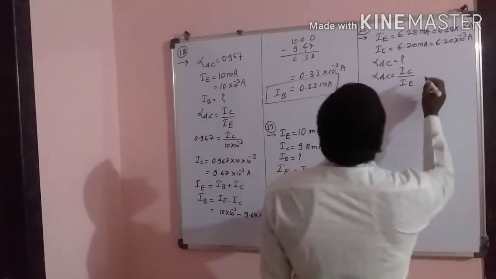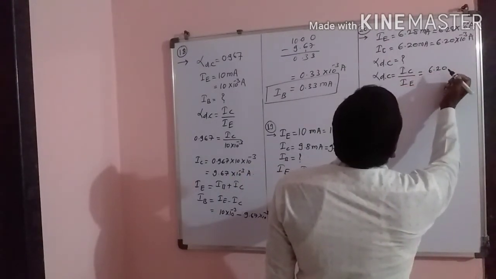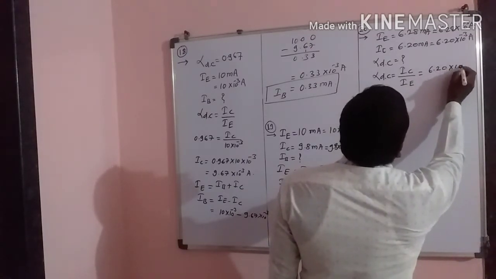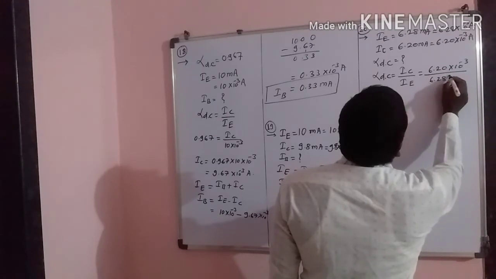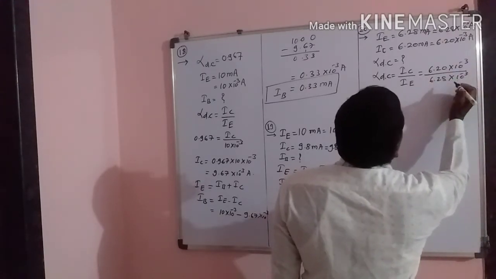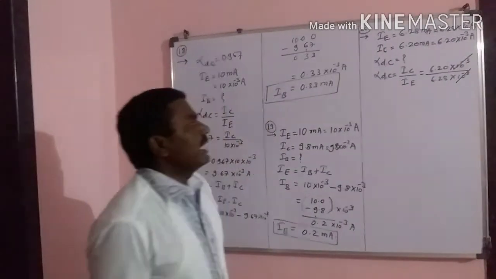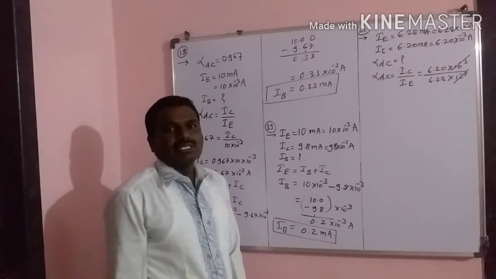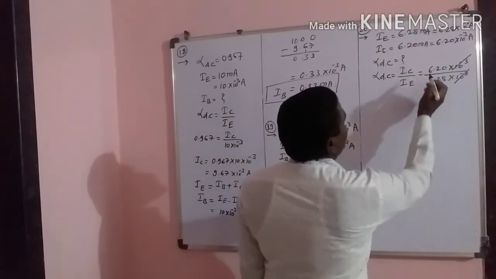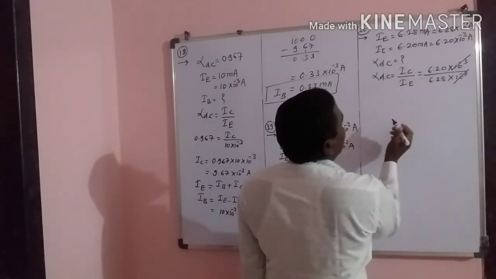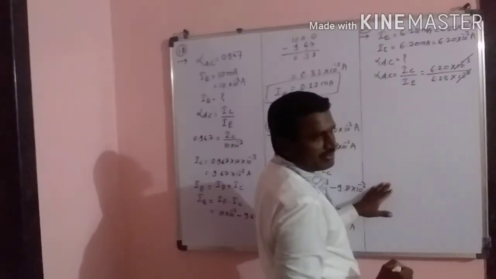How much is IC? It is equal to 6.20 into 10 to the power minus 3 upon 6.28 into 10 to the power minus 3. The 10 to the power minus 3 cancels, and this calculation we can solve by using the log table. In the log table, the values are given. If there is division, then there is subtraction.